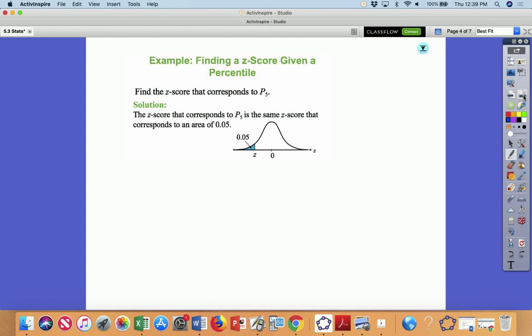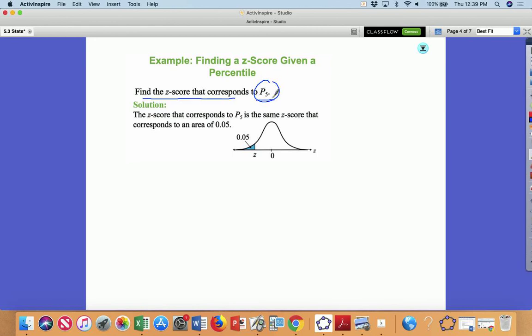All right, another little topic here is find the z-score that corresponds to that P. There's a lot of P's in statistics. What does that one mean? We're trying to find the z-score that corresponds to the 5th percentile. And again, the 5th percentile would be 5% that would be below that particular value. So find the z-score and look this one up because there's something in there I want you to note.